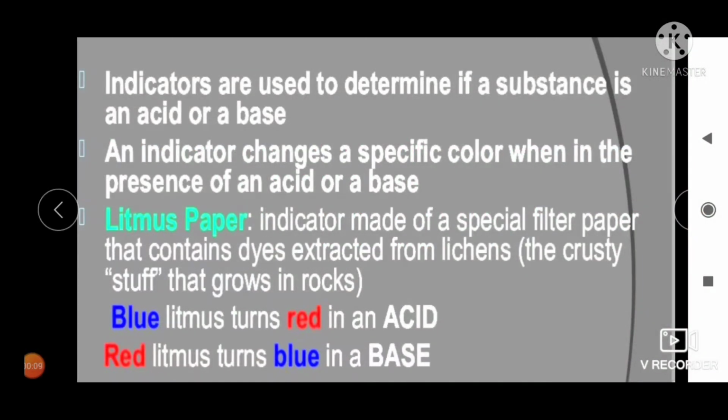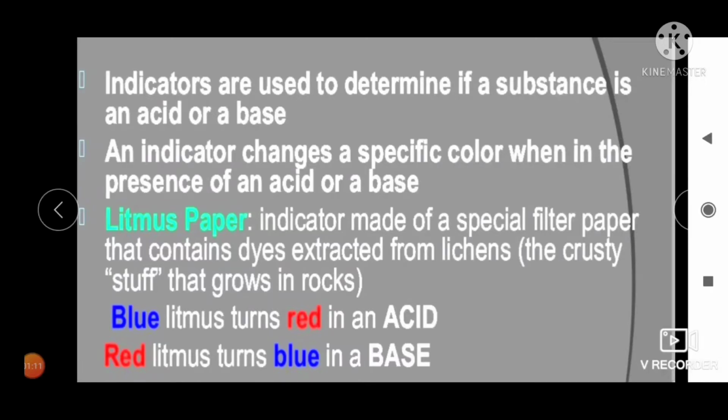To identify whether a substance is acid or base, we use indicators. What are indicators? Indicators are used to determine if a substance is acid or base. An indicator is a dye that changes color when it is put into an acid or a base. And an indicator gives different colors in acid and base. The most common indicator used for testing acid and base is litmus.